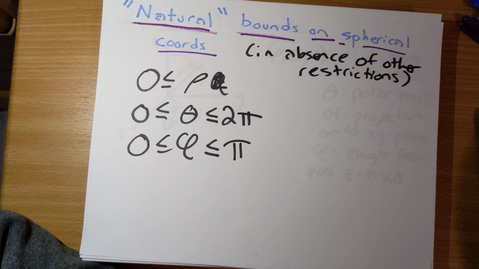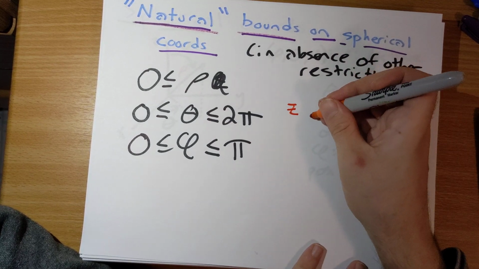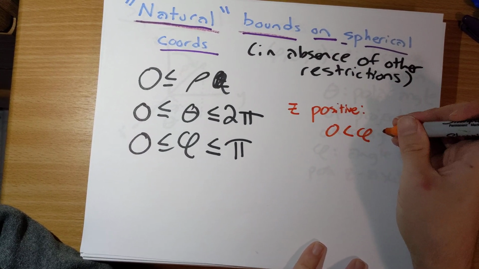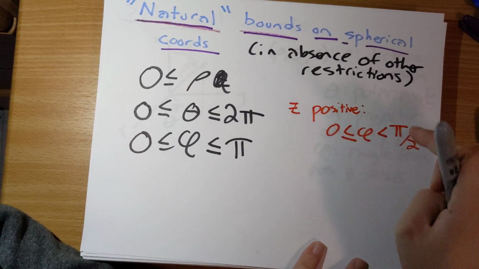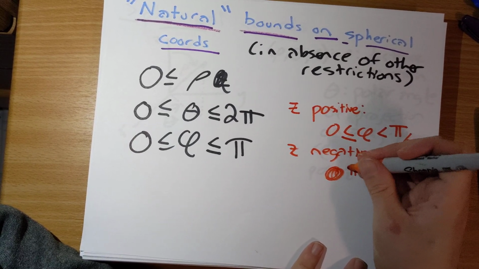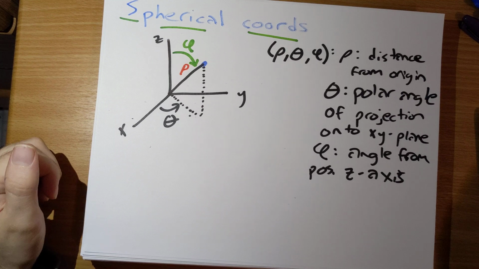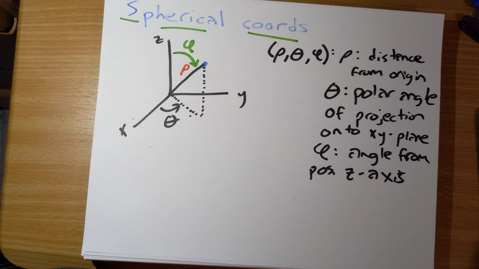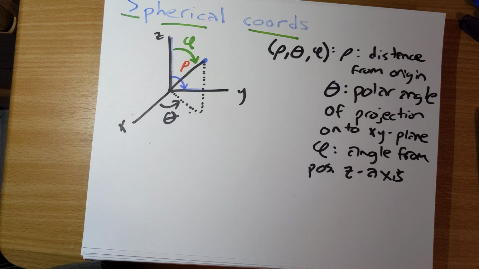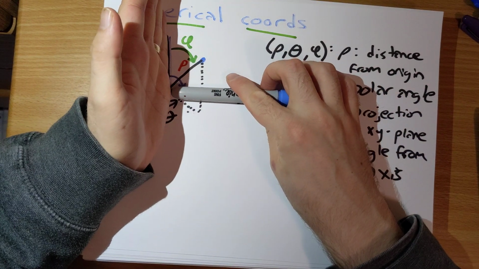And so I want to emphasize here that if your z value is positive, then phi goes from 0 to pi over 2. If z is negative, phi goes from pi over 2 to pi. So let me just go back to this picture here. If we take this right here, if we're in the xy plane, then phi is going to be pi over 2.